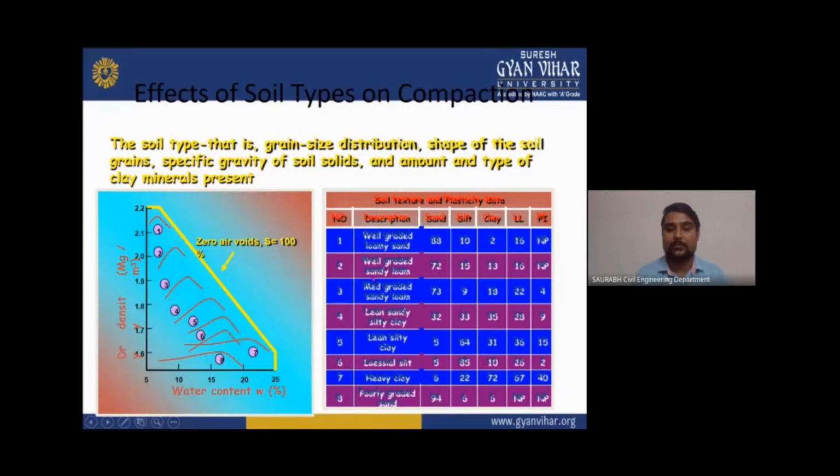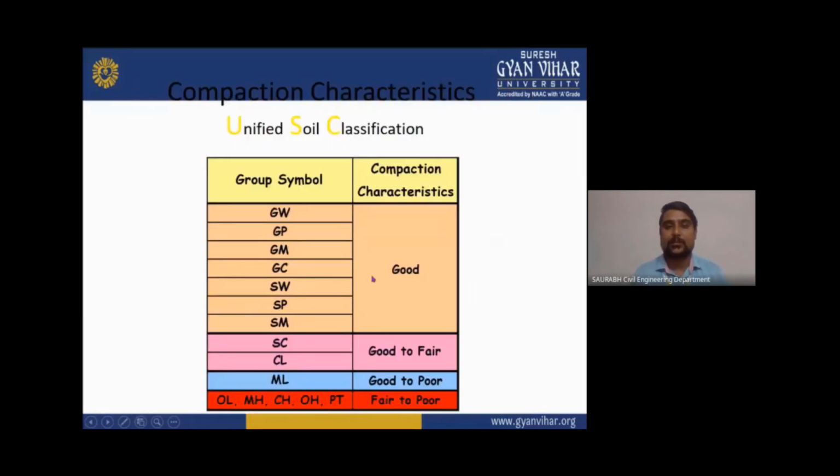What will be the effect of soil type on the compaction? The soil type, that is grain size distribution, shape of the soil grains, specific gravity of soil solids, and amount and type of clay mineral present. Here you can see the compaction characteristics. What is the meaning of the compaction characteristics?